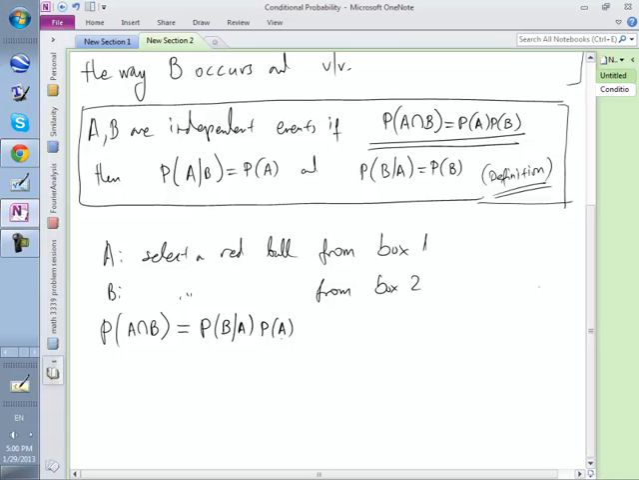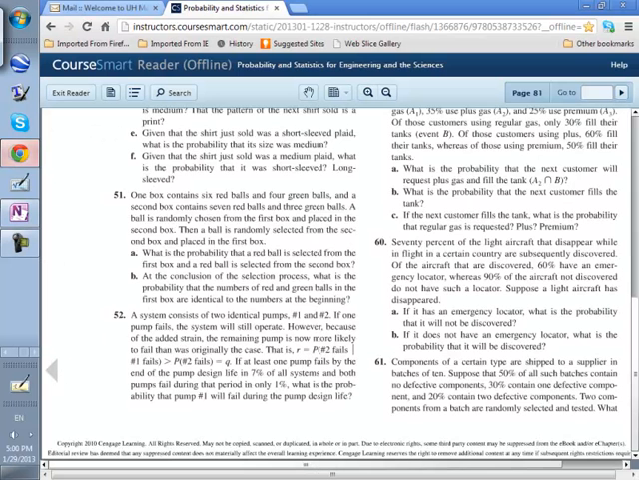Is it clear? I have a question. What would that be, A intersection B? It's exactly stated in the problem. That's the question we're asking. What is the probability that, when A intersection B, a red ball is selected from the first box and a red ball is selected from the second box? How would it be possible?